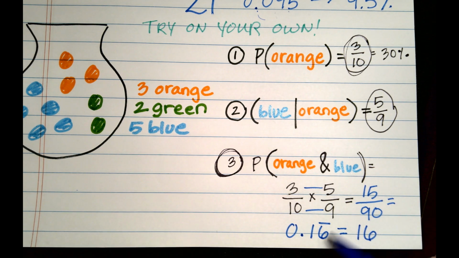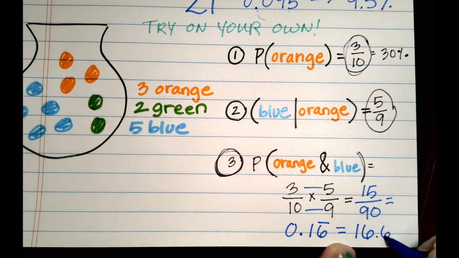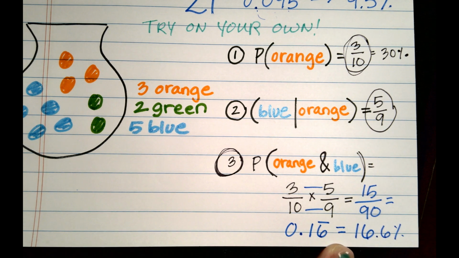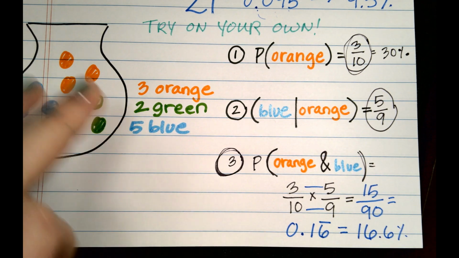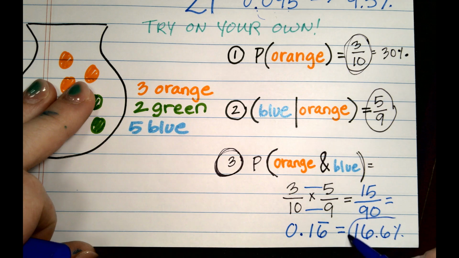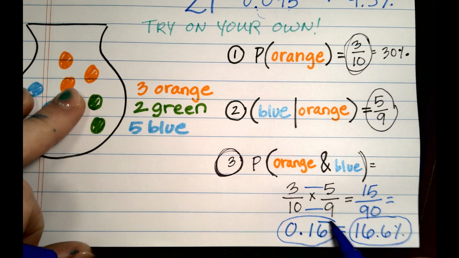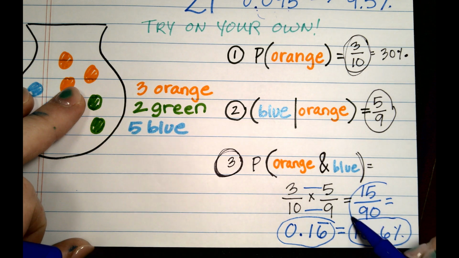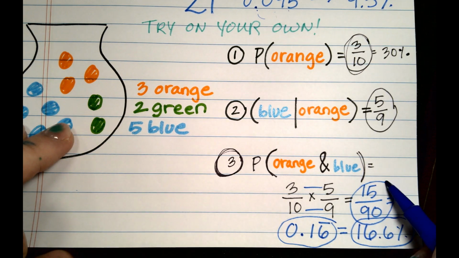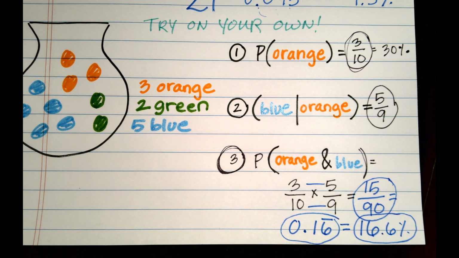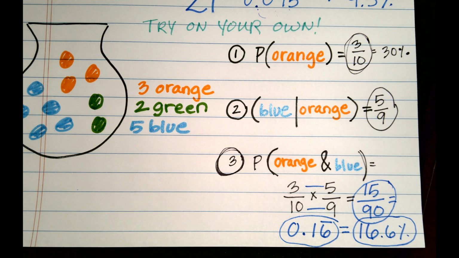Now, if you wanted to get real technical, since that 6 repeats, we could say 16.6%, but I would just take 16 the same. That is just fine. Perfect. Both of them are correct. I will take either one. So there's our probability. Okay. Not too bad.